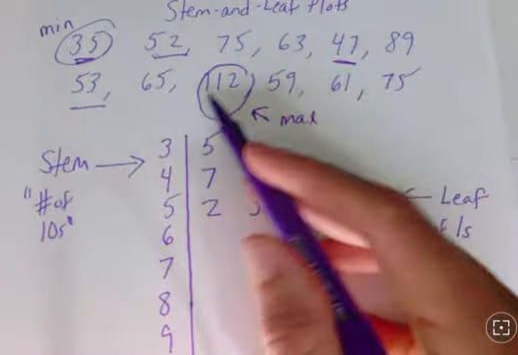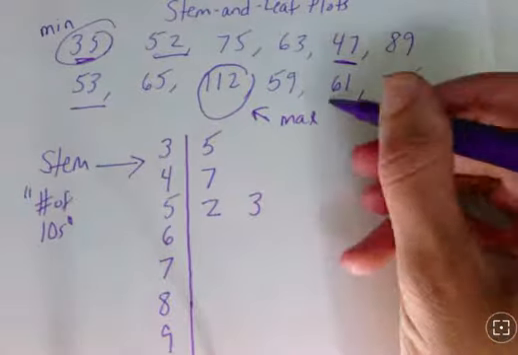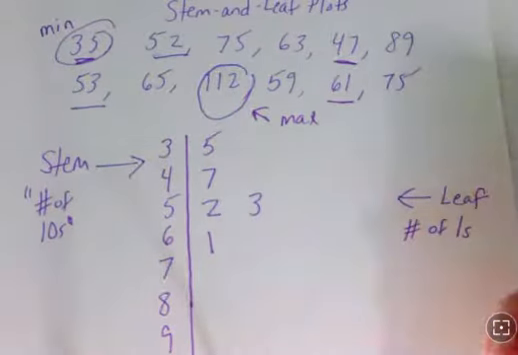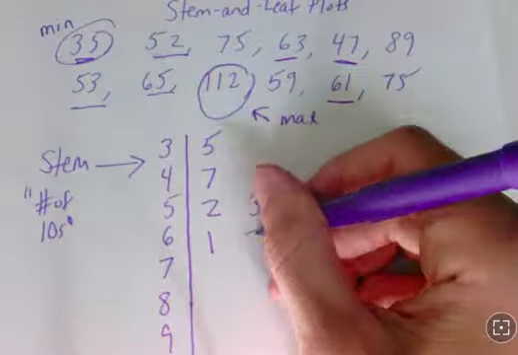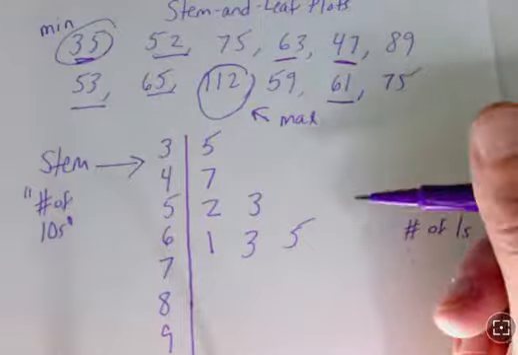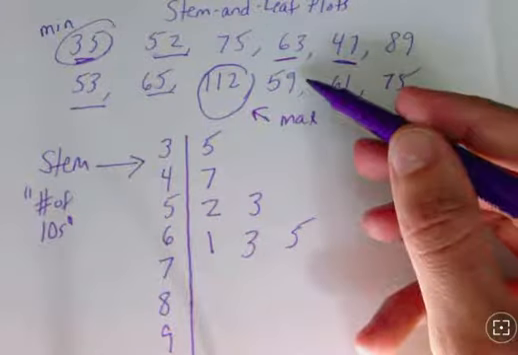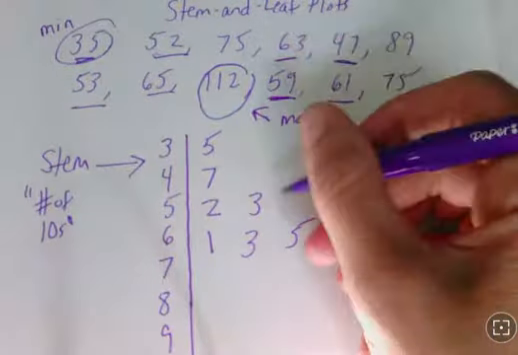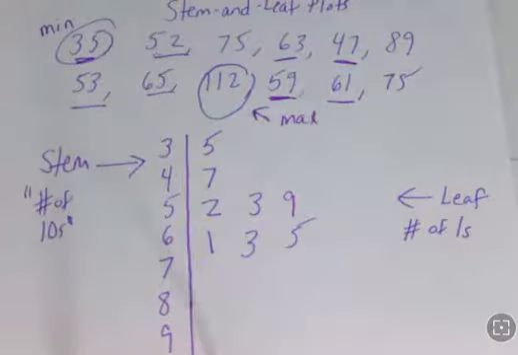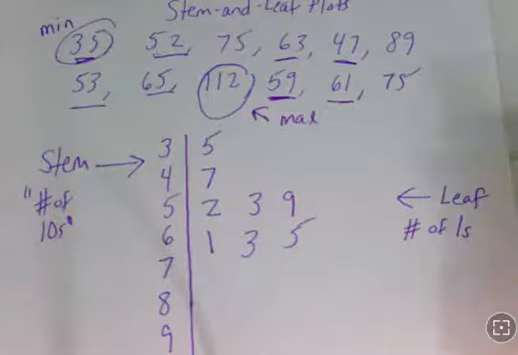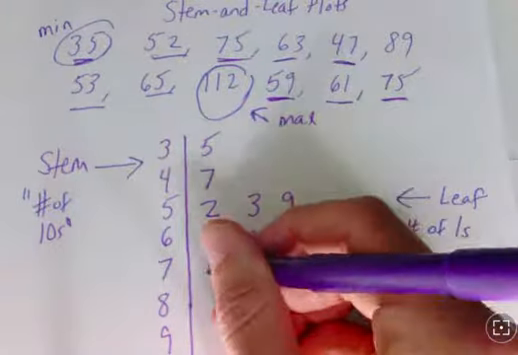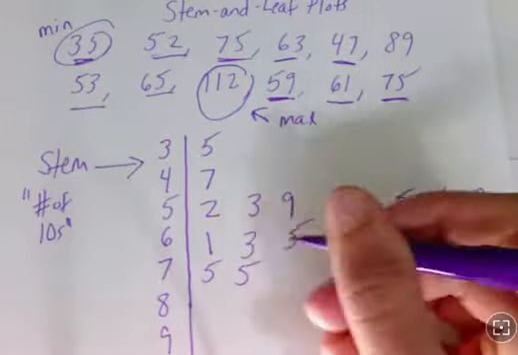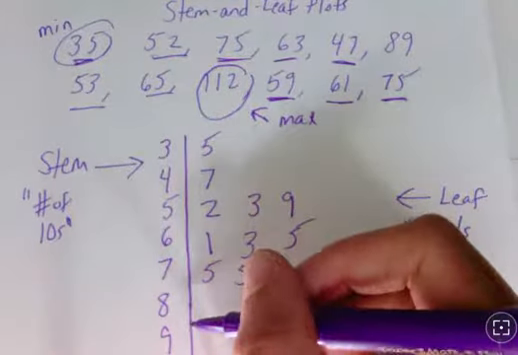So 60s, so I have 61. That's one of the lower numbers. 63 and 65. So I'll put a 3 and a 5. And then, 59. I forgot 59. I'm going to underline that and put that on the 50s row. And then 70s. Oh, there's 2 75s. 75, 75. And 80s, 89.